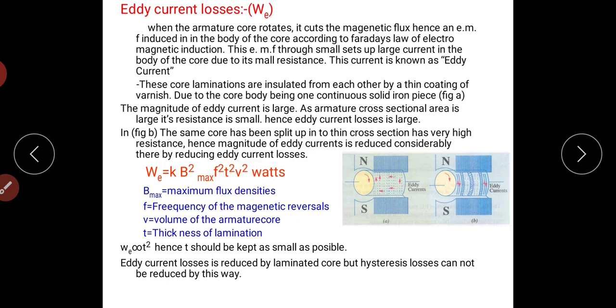Okay. The armature core and field cores are not solid structures, they are made up of laminations to reduce the eddy current losses. So eddy current losses are directly proportional to the thickness square, the thickness of the lamination square.